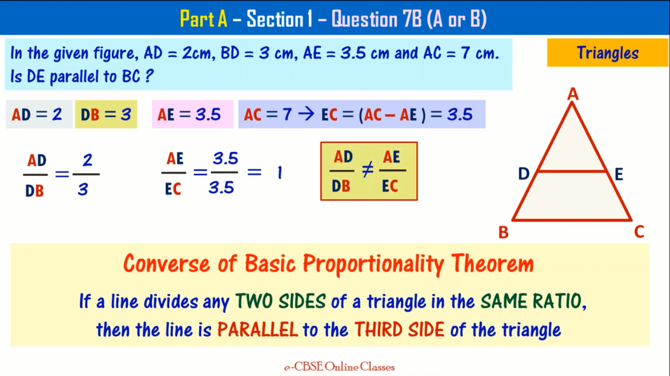It means that AD by DB is not equal to AE by EC. It says that the line DE is not dividing the two sides AB and AC of the triangle in the same ratio. It means that the line DE is not parallel to the side BC as per the converse of basic proportionality theorem. So we can say that DE is not parallel to BC.